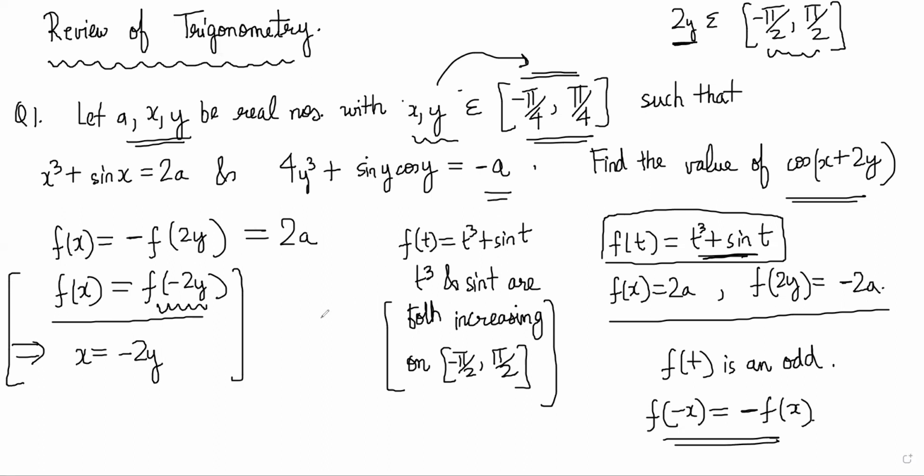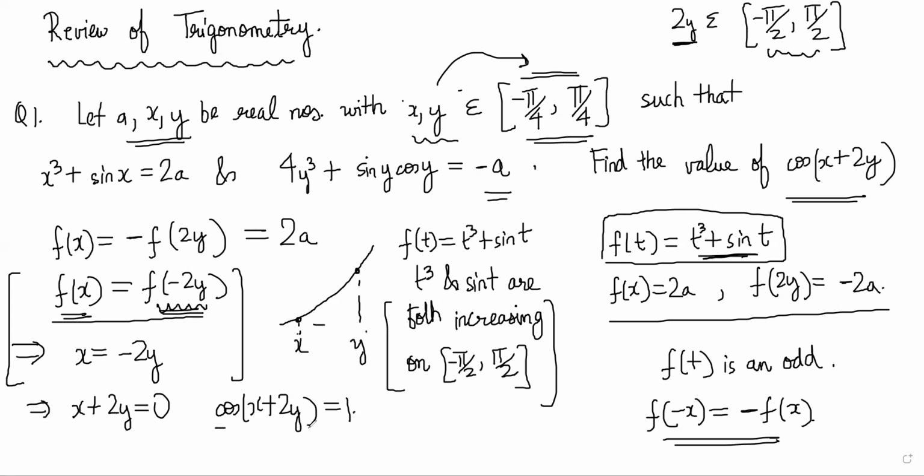For an increasing function, the graph is like this. If there are two different points x and y, the value of the function can never be the same, right? One of them is lesser than the other. But here we have f(x) is equal to f(-2y). That implies, since it is an increasing function on this domain, that x is equal to -2y, which implies that x plus 2y is equal to 0. And therefore, cos of (x plus 2y) will be equal to 1, right?